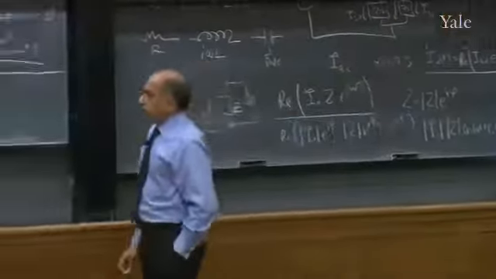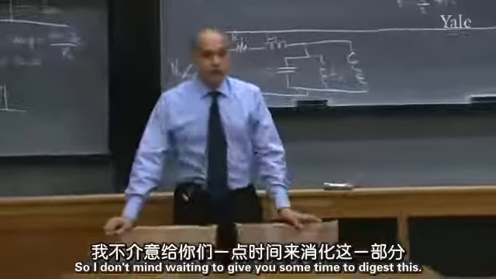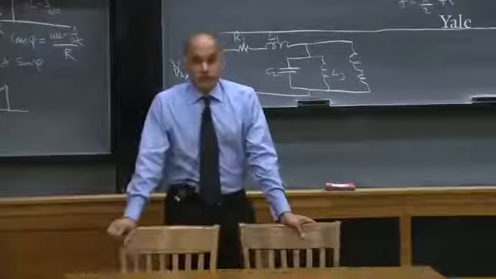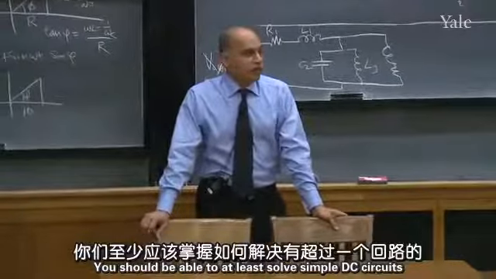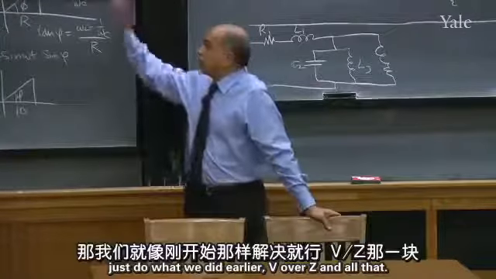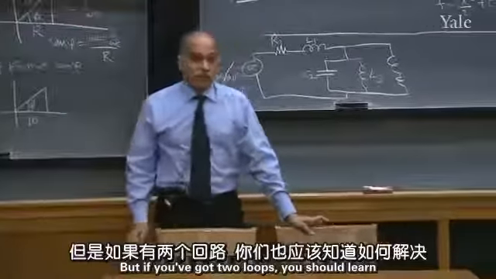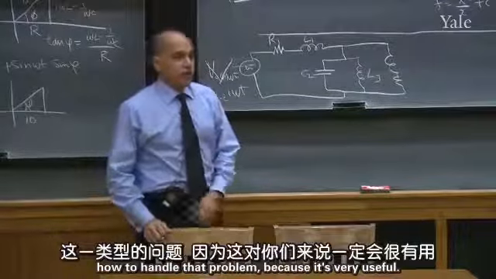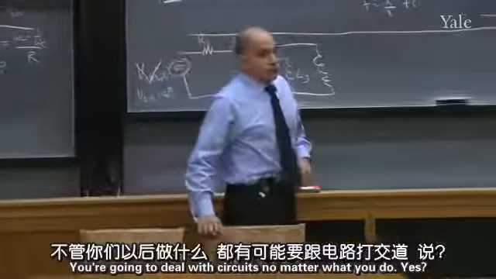So I don't mind waiting to give you some time to digest this. You should be able to at least solve a simple DC circuit with more than one loop. If you've got only one loop, just do what we did earlier, V over Z and all that. But if you've got two loops, you should learn how to handle that problem because it's very useful. You're going to deal with circuits no matter what you do.